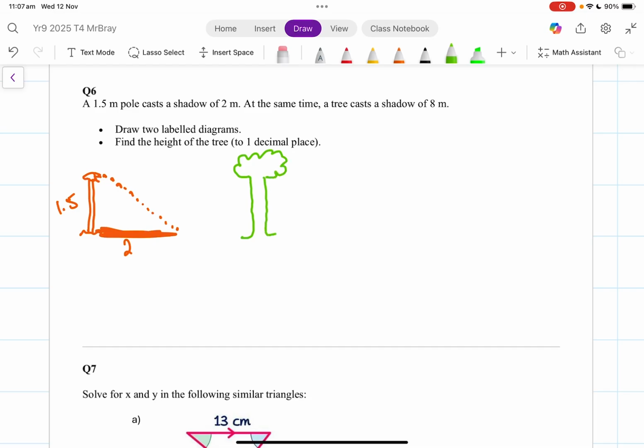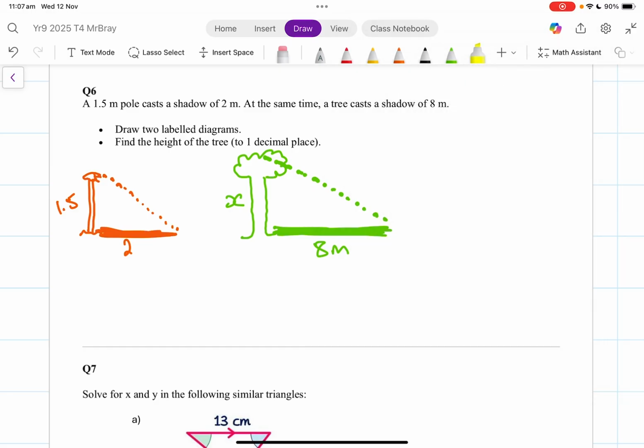We've got a tree. We don't know the height of the tree. That's actually what we're going to find, as you can see here. So I'm just going to label that as X. And the tree has a shadow that is 8 meters long. And so once again, we have this triangular shape here.